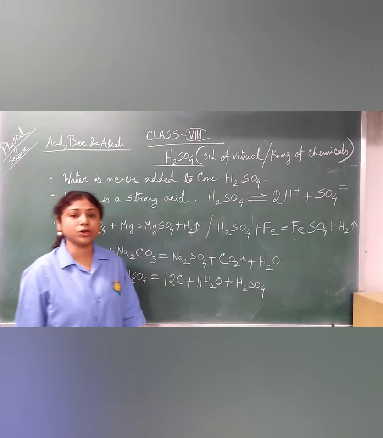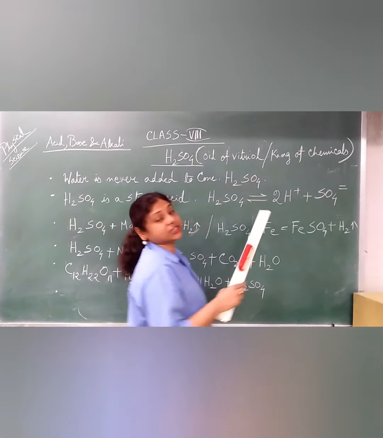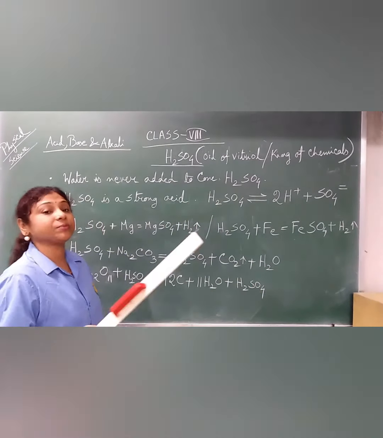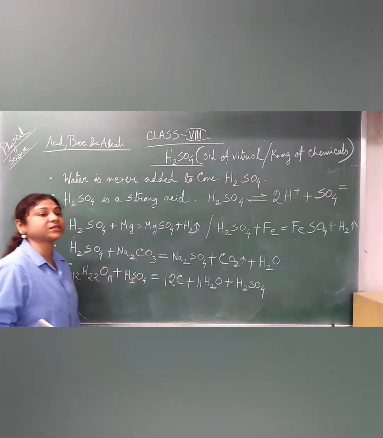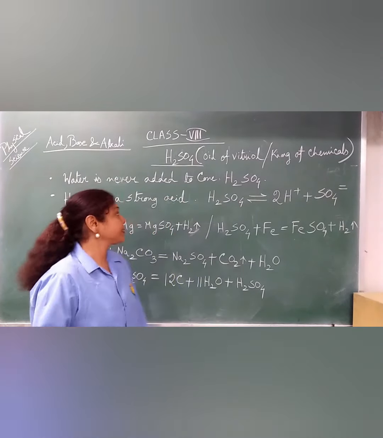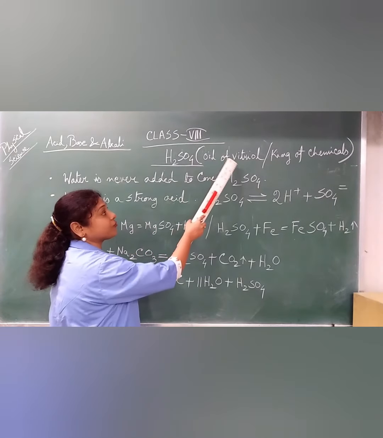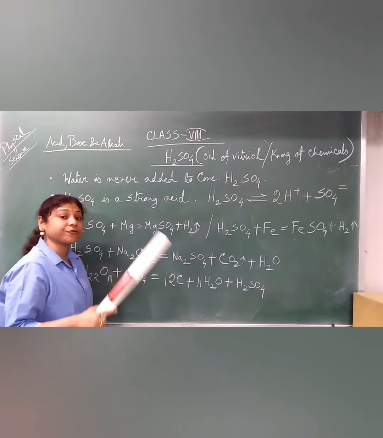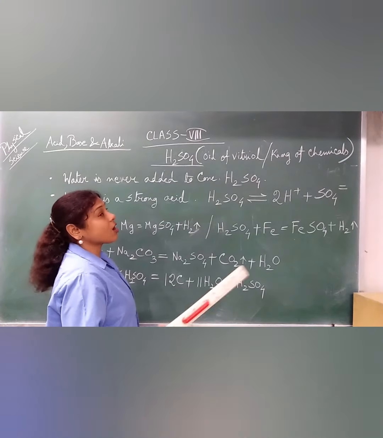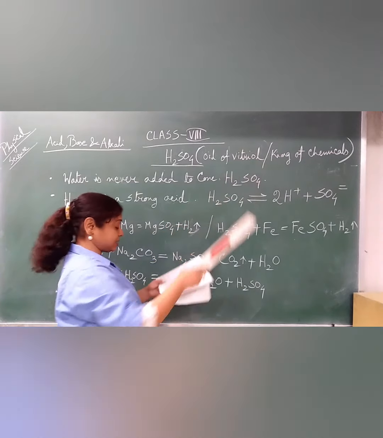Some water molecules are attached to the FeSO4 or ferrous sulfate molecule, and then it is called green vitriol. Green means the color of this crystal is green. That's why another name of H2SO4 is oil of vitriol, because it is prepared or produced from green vitriol.